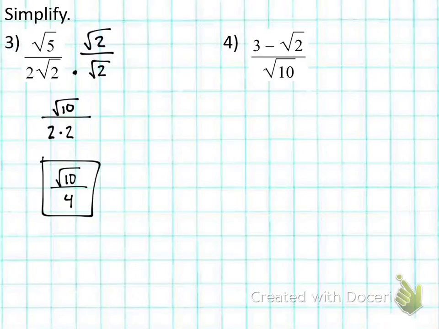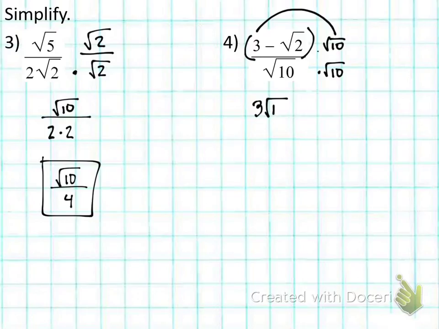Number 4. By yourself. Ready, set, go. And remember, as you do number 4, the numerator, you need to act like the whole numerator is its own set of parentheses, on all problems. Like rad 10 there, so we're going to multiply by rad 10 again. This is just like a binomial times a monomial, so you just distribute this rad 10. So what's rad 10 times 3? It's equal to 3 rad 10.